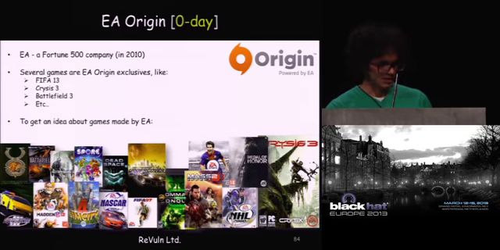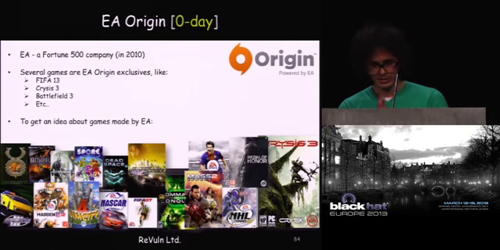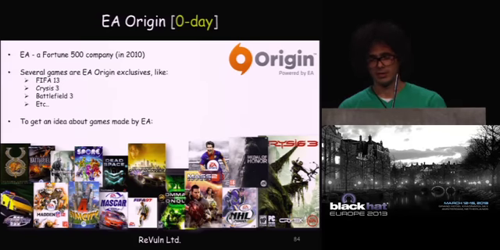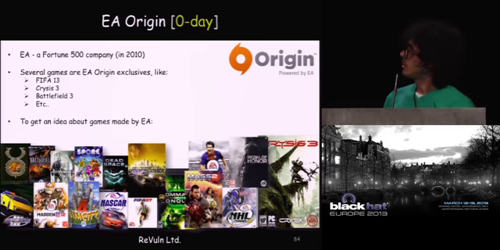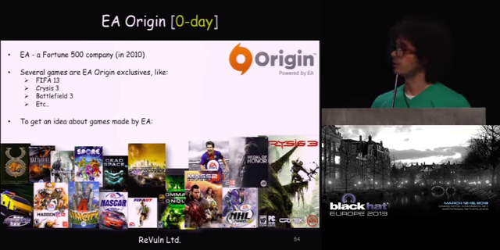Steam is not the only digital delivery platform available. Electronic Arts started its own platform in 2011, and it's called Origin. Now, Electronic Arts has various reasons for having its own platform. As you can see, it's a very big, huge game developer and publisher. And in 2010, the company even reached Fortune 500.